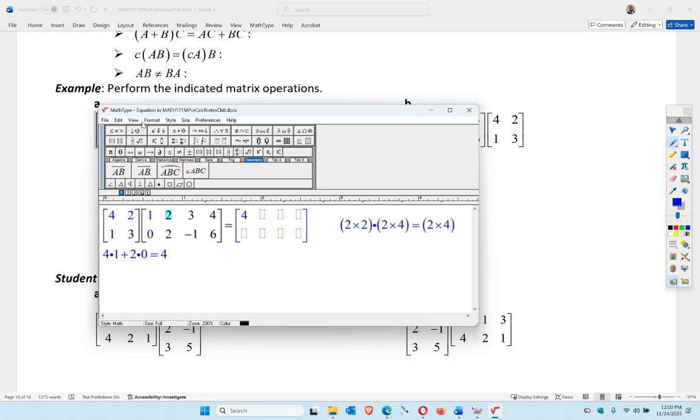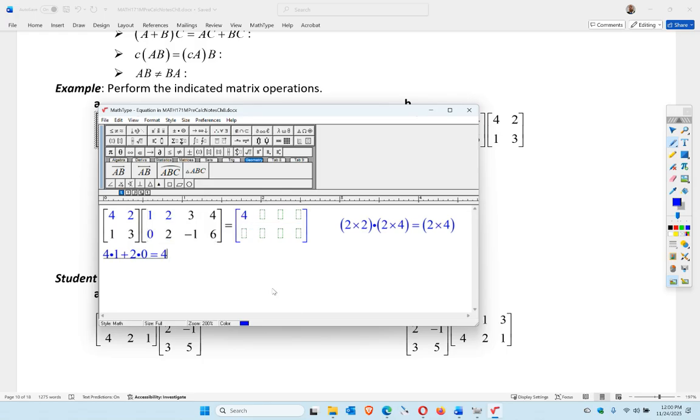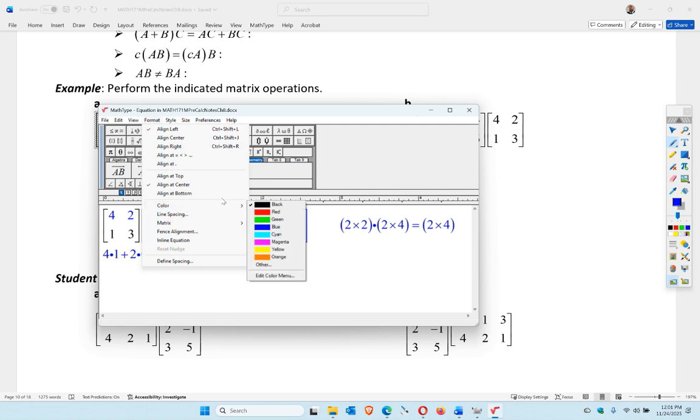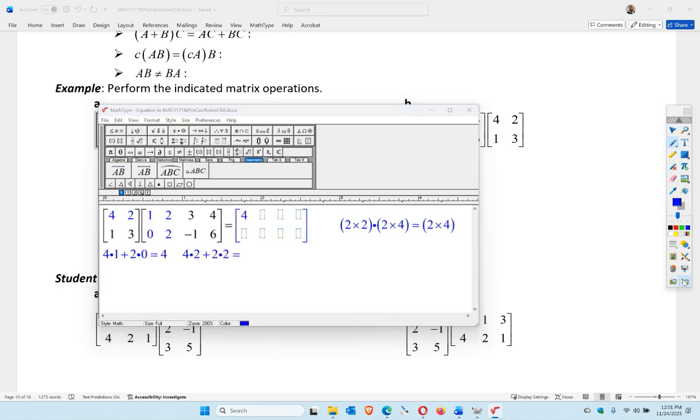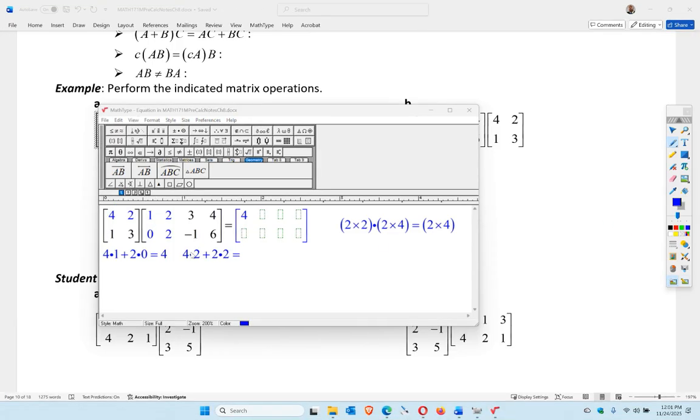Okay, so if I do the next one, format color blue, format color blue, that's going to give me 4 times 2 plus 2 times 2, format color blue, right? Because essentially what I'm doing is row times the column. That's what I'm doing. All right, so that's 8 plus 4 is what, 12?